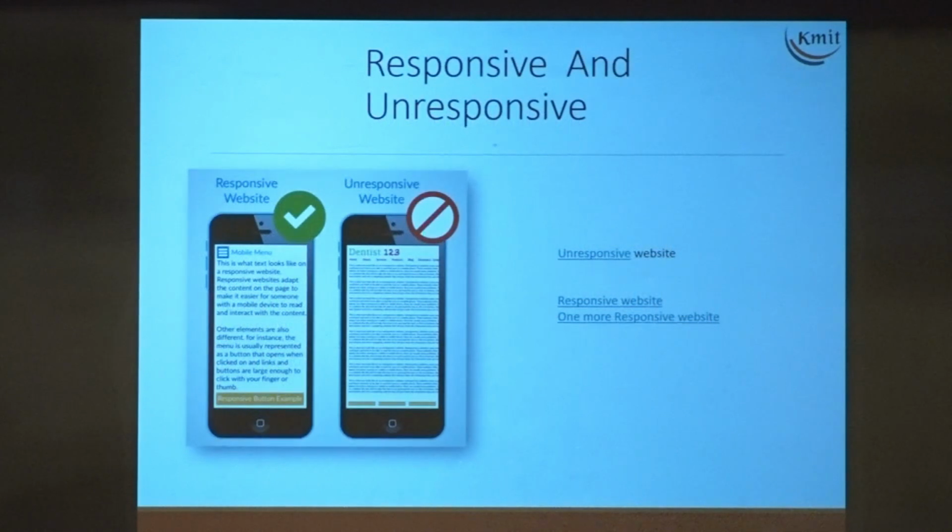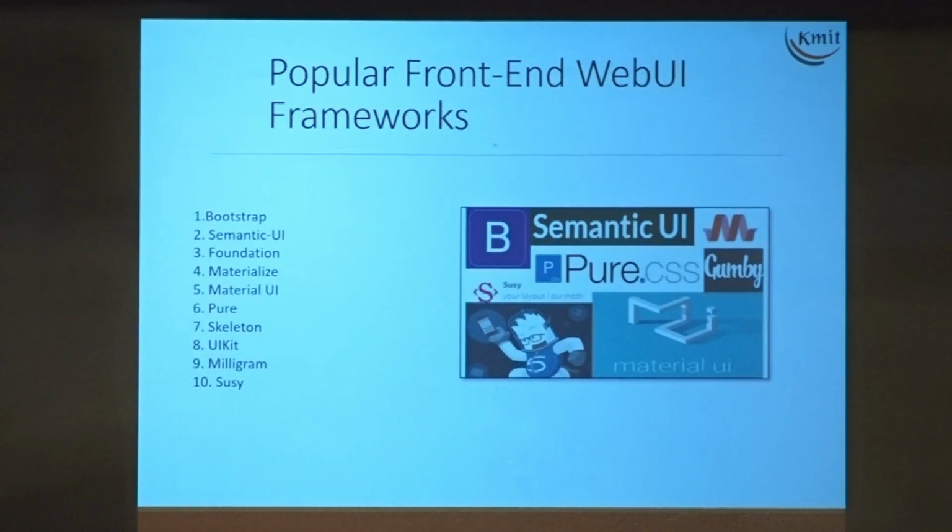Let's move on. Now people think responsive website means you are able to see the text. No. You see, left is responsive, right is not. You can't even read the text properly, right? So they did not use proper libraries. So what are the libraries? These are all the libraries that are available: Semantic UI, Foundation, Bootstrap, Material, many things.